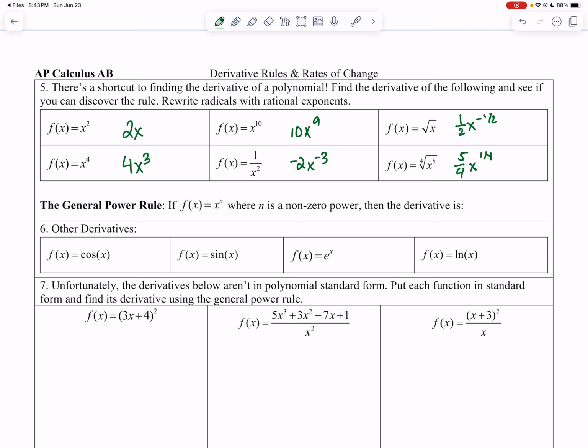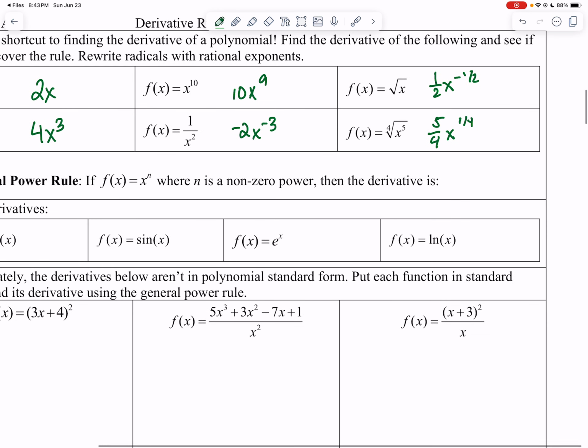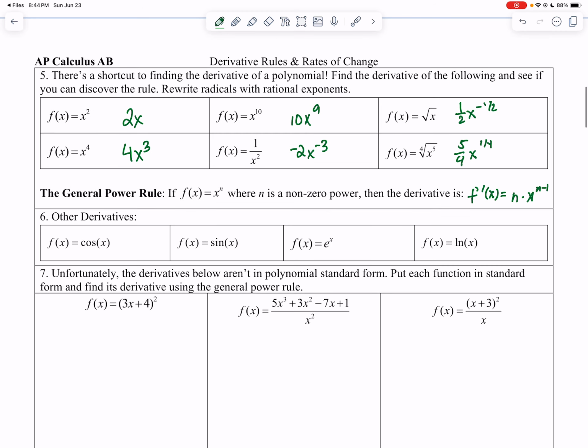If you notice that, if I were to look at the exponent right here, notice how my exponent now becomes my coefficient, and my exponent is 1 less degree. So that represents the general power rule. So if I have x to the n, then my derivative is going to be n times x to the n minus 1, provided that n can't be 0, for the function.